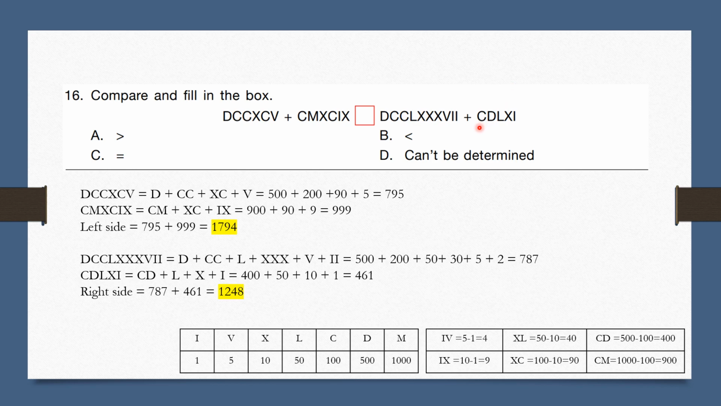Now let's see the value of CDLXI. So D is 500 and C is 100. So 500 minus 100, 400. L is 50, X is 10, I is 1. So the total value is 461. So the right hand side is 787 plus 461, which is 1248. So 1794 is greater than 1248. So our answer is option A.